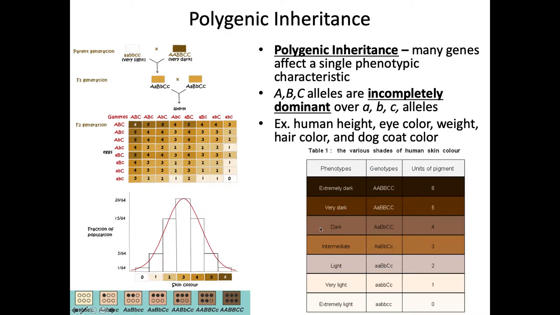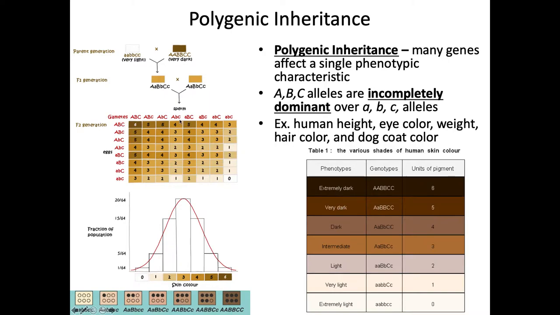Okay. So for this chart, a person that is extremely dark has a genotype with six units of pigment, or six dominant alleles. Whereas a person that is extremely light is all homozygous recessive and doesn't have any units of pigment. And a person that is intermediate, or in the middle skin color, has three dominant alleles and three recessive alleles. So they have three units of pigment to make up their skin color.